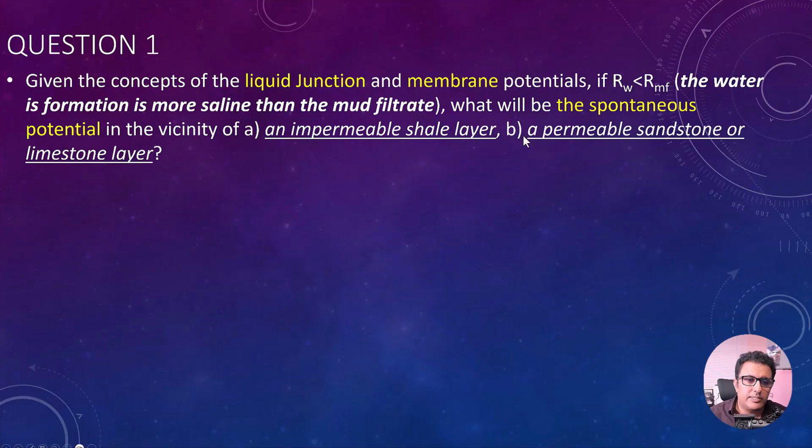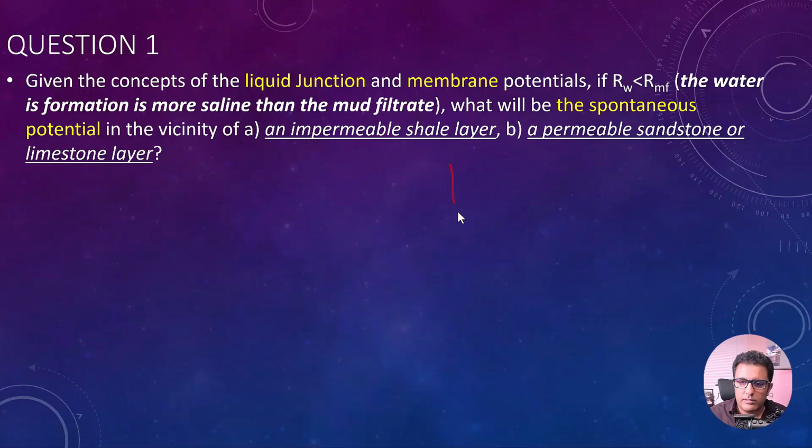So just let me ask you a question, in order to make sure that you understand this concept. Given the concept of liquid junction and membrane potential, if Rw is smaller than Rmf, so assume that the formation water is brine and mud filtrate is fresh water, or drill mud is made from fresh water, what will be the spontaneous potential in the vicinity of an impermeable shale layer or a permeable sandstone layer?